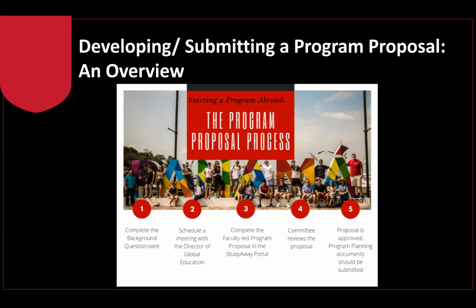The next step would be scheduling a meeting with the Director of Global Education. The third step would be to complete the faculty-led program proposal in the Study Away portal. The fourth step is that a committee will review your proposal and your submitted documents, and make a decision about your proposal. And then in general, a program will move towards approval, and then your annual program planning documents should be submitted. And so this is a snapshot into how a proposal gets reviewed, created, and approved.